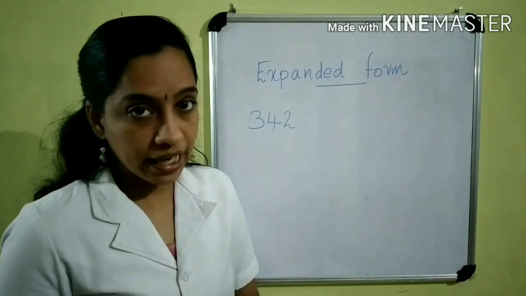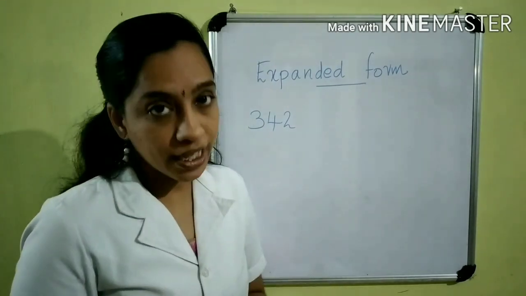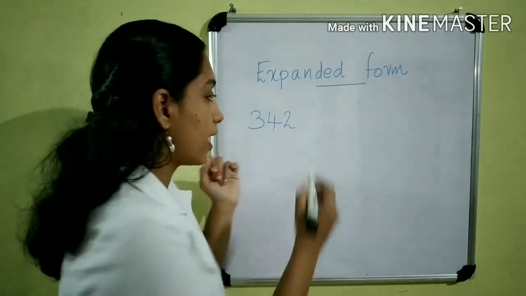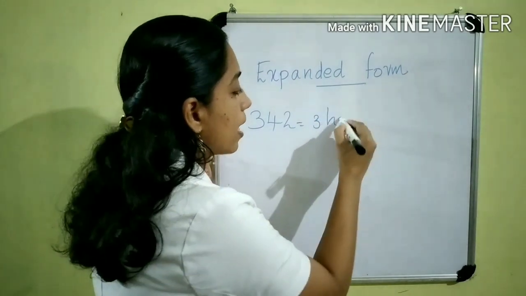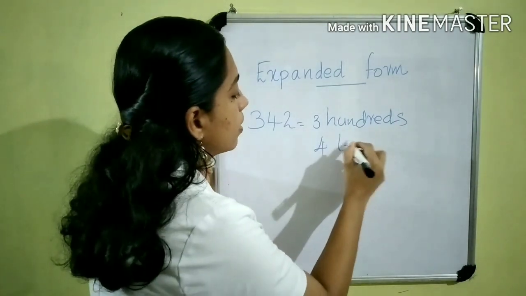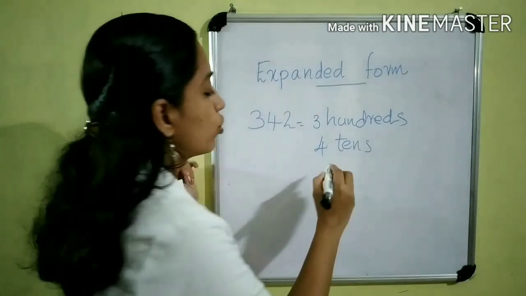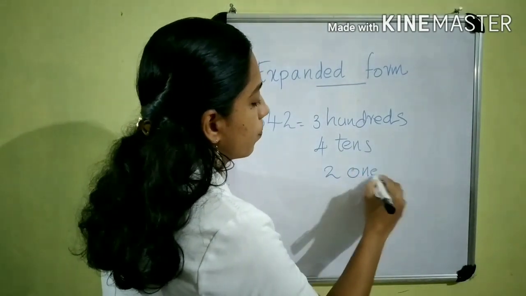Here we can see 3 digits, 3, 4 and 2. And we know the place value of each digit. That is, the place value of 3 is equal to 3 hundreds. Place value of 4 is equal to 4 tens. And the place value of 2 is equal to 2 ones.